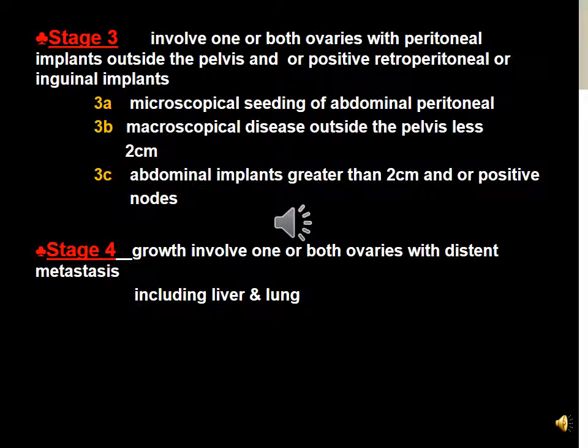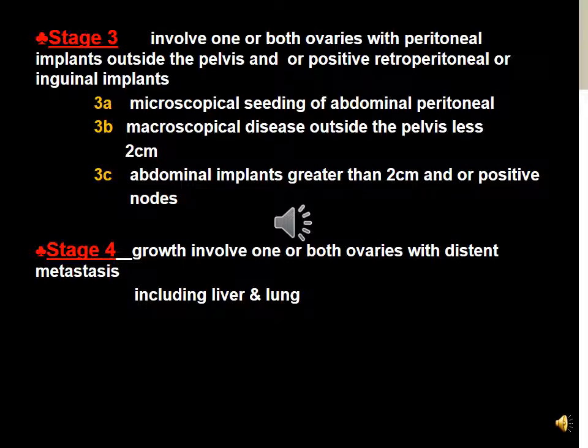Stage 3 involves one or both ovaries. As we mentioned, there is a peritoneal implant outside the pelvis and/or retroperitoneal or inguinal lymph node involvement, also divided into A, B, C. Stage 3A is when there is microscopical seeding of the abdominal peritoneum. On laparotomy, when we open, there are no obvious implants on the peritoneum. Only when we remove the omentum is there microscopical seeding of the abdominal peritoneum.